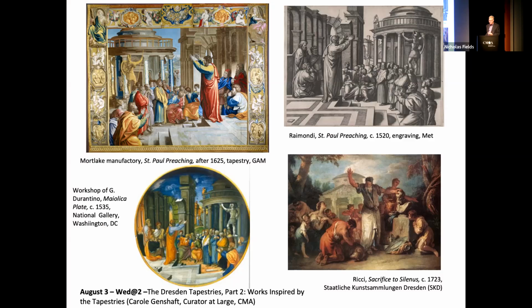So here's a good example of a tapestry, Paul Preaching in Athens, and a print that is a copy of the composition of the tapestry that dates to about the same time as the tapestry, as well as a ceramic plate from the Renaissance period, created just a few decades after the tapestries were completed, with this ceramic technique called maiolica ware that is prevalent in Renaissance ceramics.